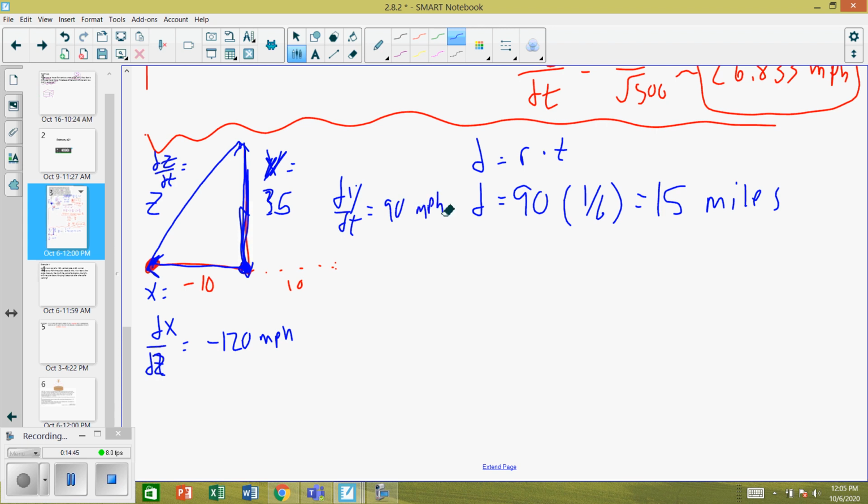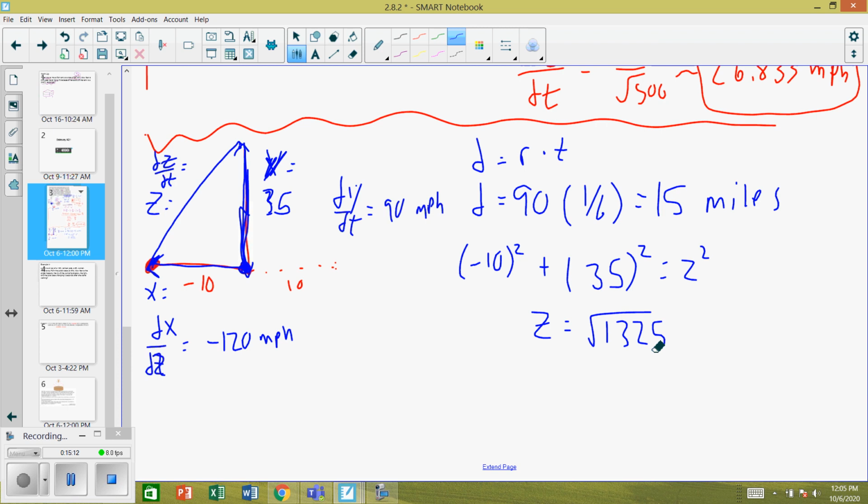Okay. So we got a new y, we got a new x. The rates are still the same. We just got to figure out our new z. And that's nothing too terrible. It's negative 10 squared plus 35 squared equals z squared. And again, I don't think this is the prettiest thing. I think z ends up being the square root of 1,325. Okay.